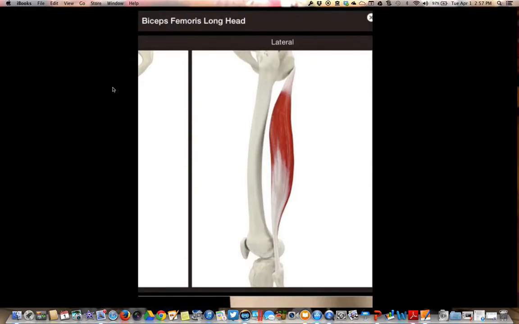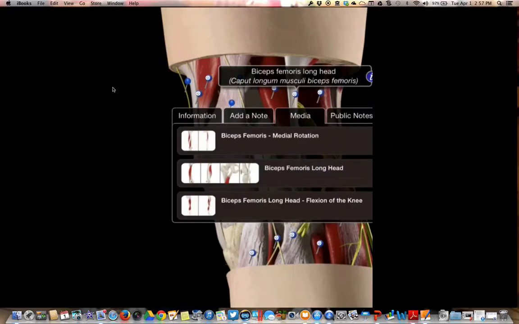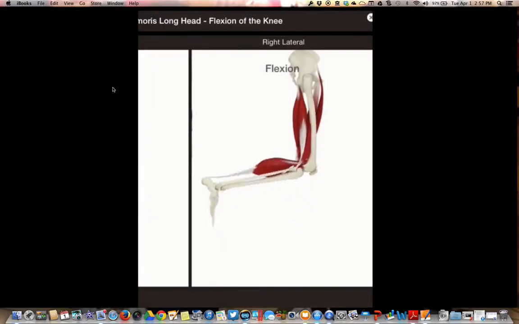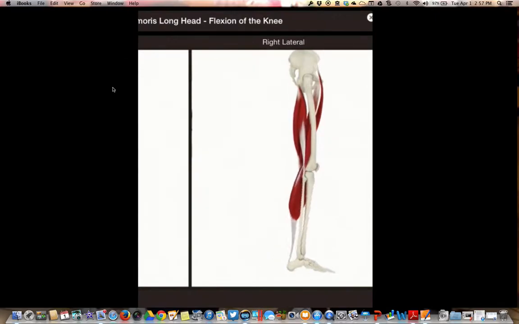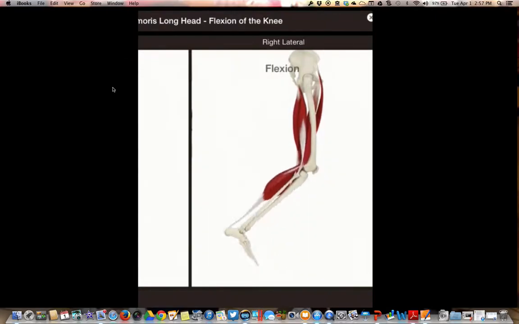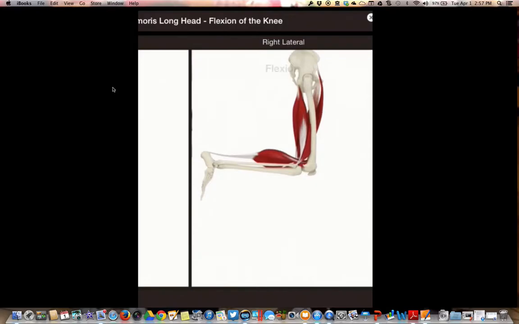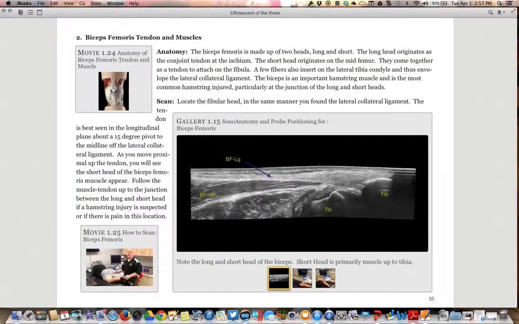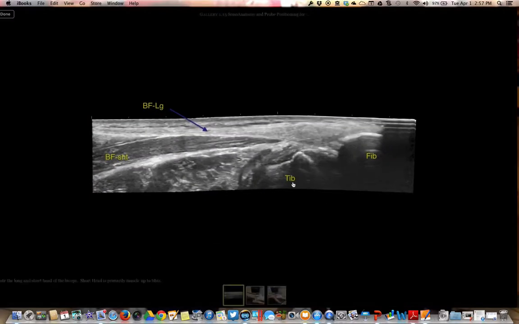Again, its insertion and origin, and how it moves as the primary flexor of the knee. Let's look at the sonoanatomy of the bicep. This is the short head coming in, and this is the long head, and you'll see them attaching primarily down here to the fibula.